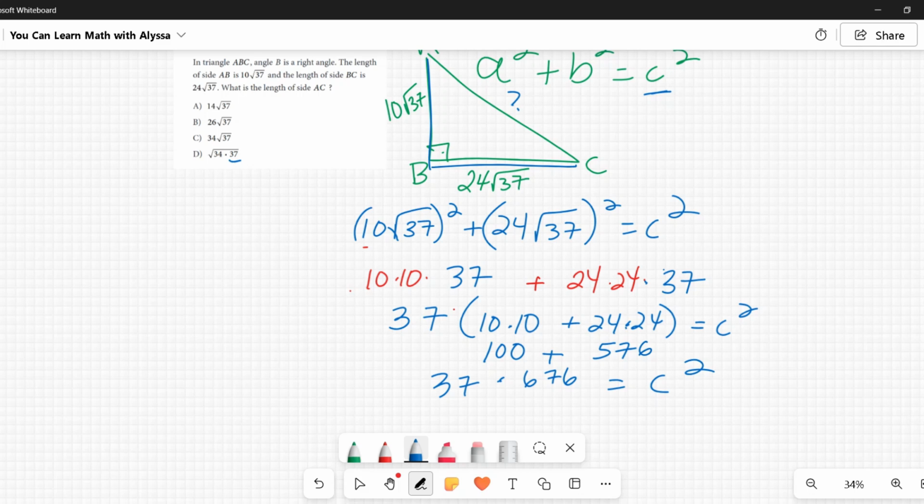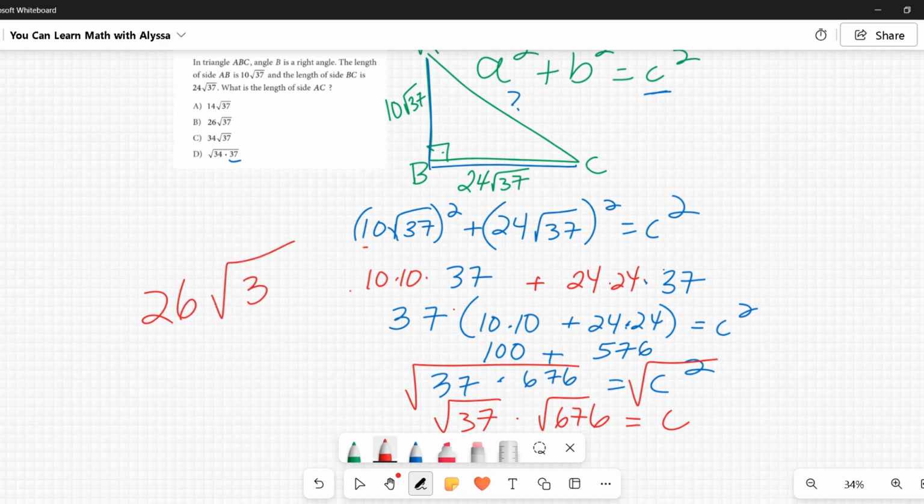And you go, okay, I'm going to take the square root of both sides. Square root of this equals square root of that. I can split those up to be square root of 37 times square root of 676 equals c. And we're back to where we were before, where square root of 676 is 26. So 26 square root of 37. That's just a little quirk of a way you can do it for this problem. I think it's a little quicker.